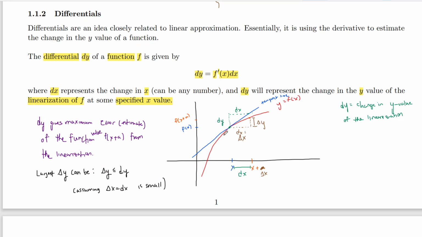I remember when I was learning this, this was one of the most confusing things. And then when I saw an example, it started to make a little bit of sense. So hopefully it'll do that for you as well.